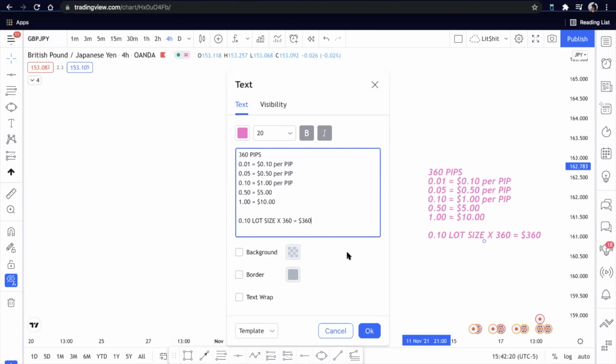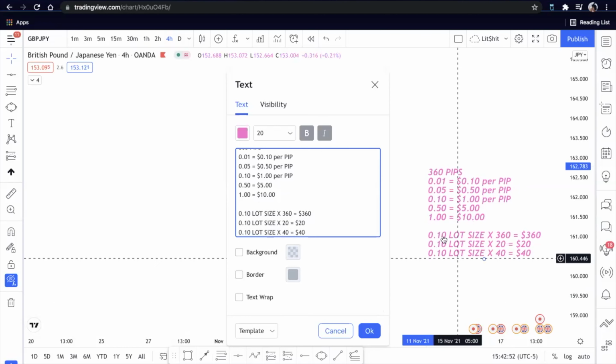But like I told you, I try to catch 20 to 40 pips. So even if I would have caught like a small piece of that big drop, let's say 0.10 lot size times 20 pips, that still would have been $20. Okay, 0.10 lot size times 40 pips, that would have been $40.